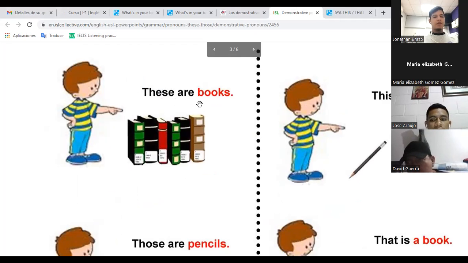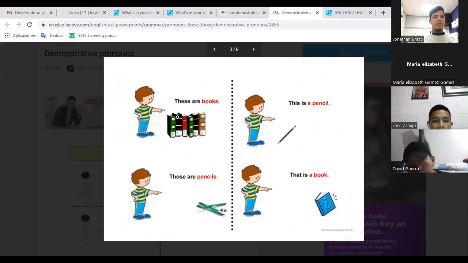These are books. Perfect. So these, first, they are close, right? Están cerca. These are books. Estos son libros. Thank you, Jose.